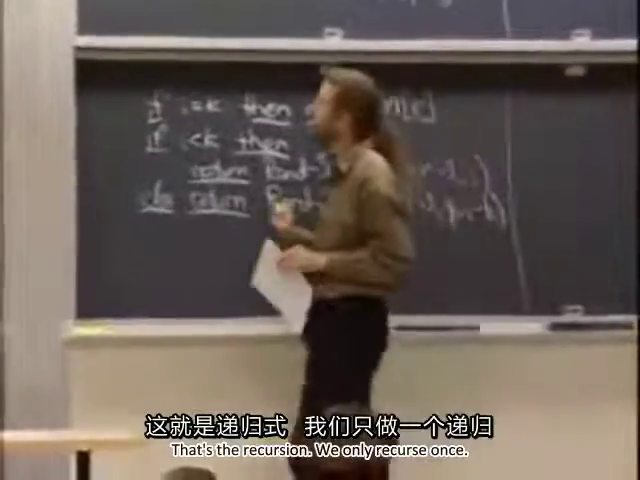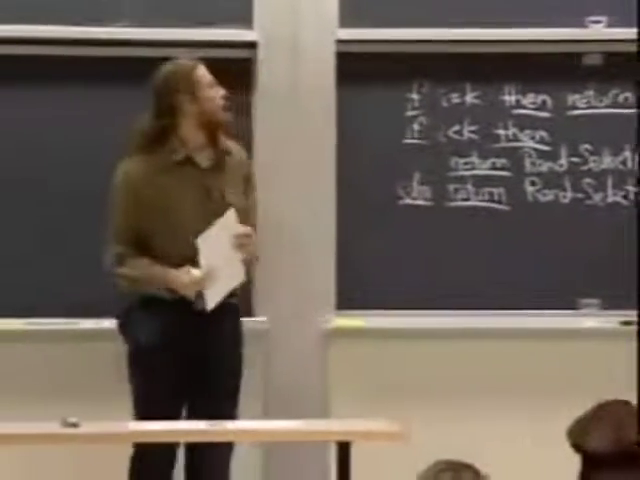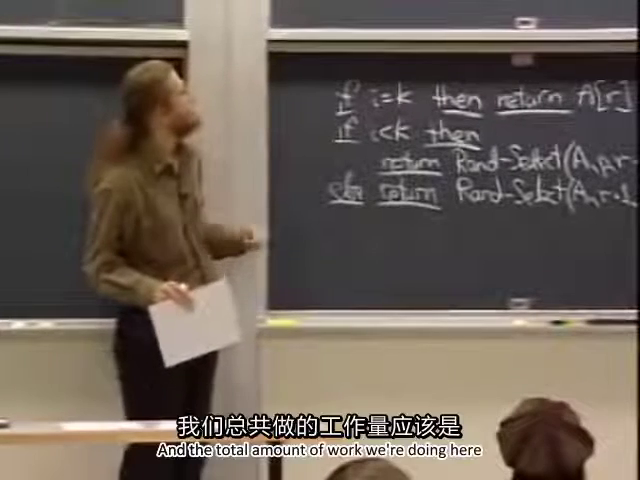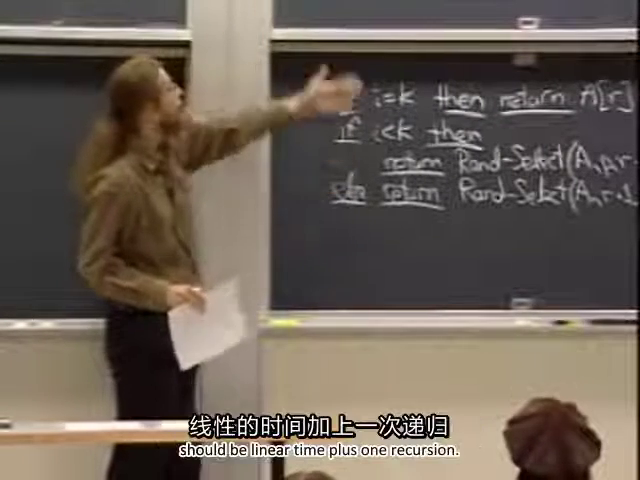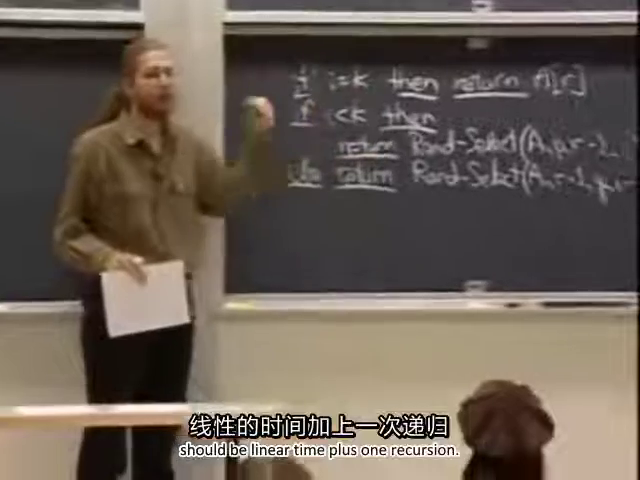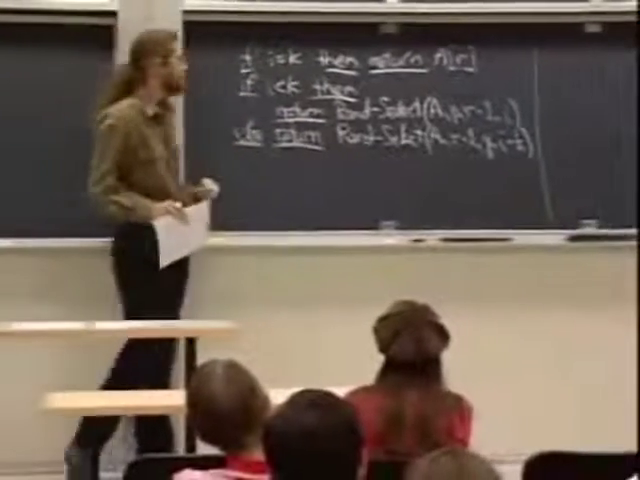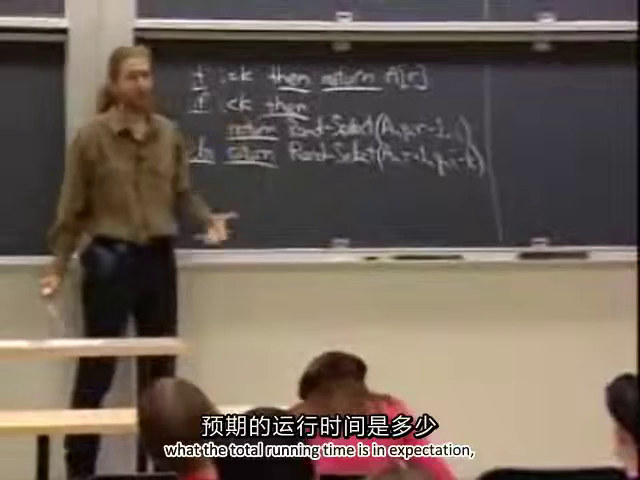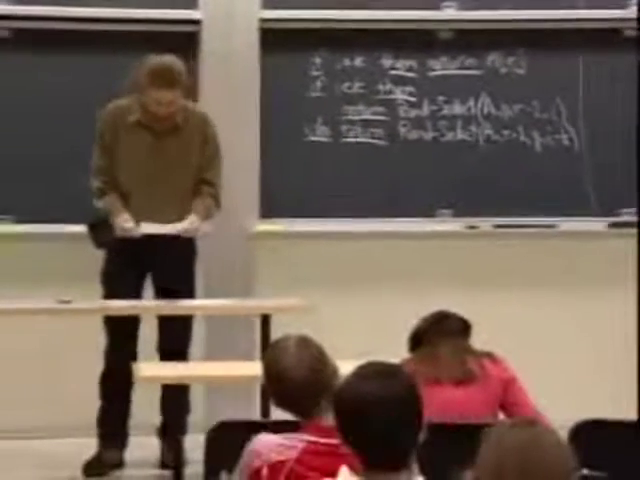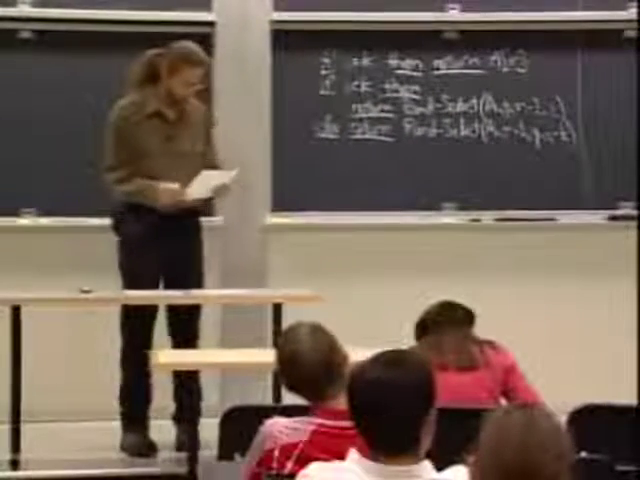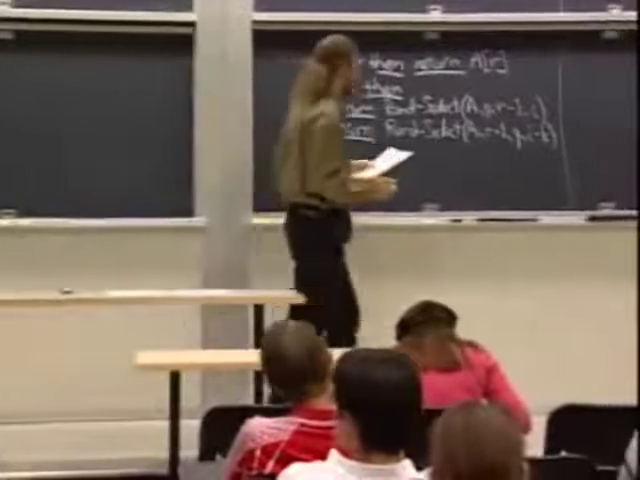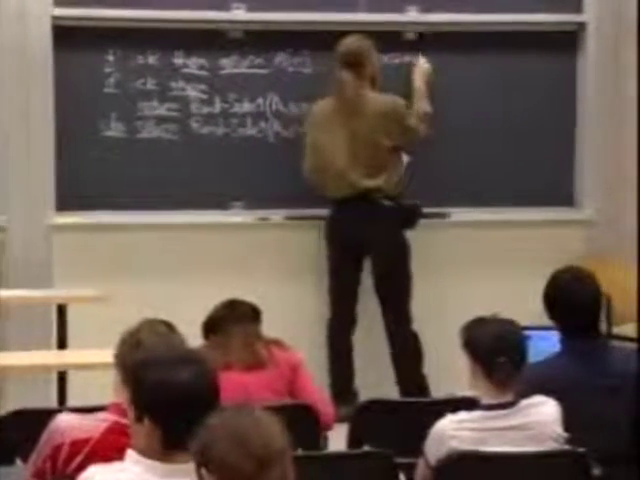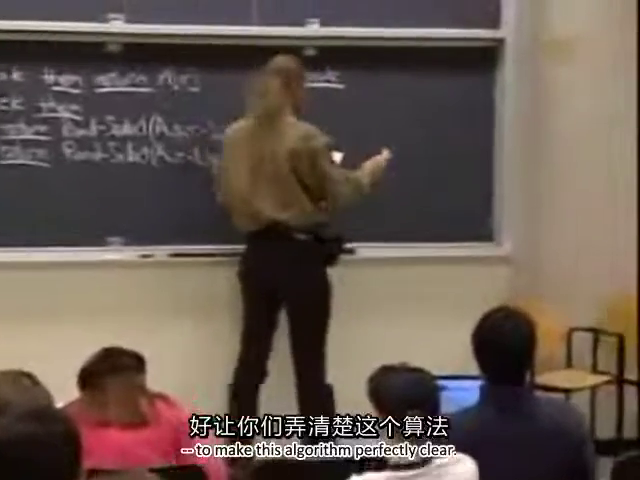We only recurse once. I mean, random partition is not a recursion. That just takes linear time. And the total amount of work we're doing here should be linear time plus one recursion. Okay, and next we'd like to see what the total running time is in expectation. But let's first do a little example to make this algorithm perfectly clear.